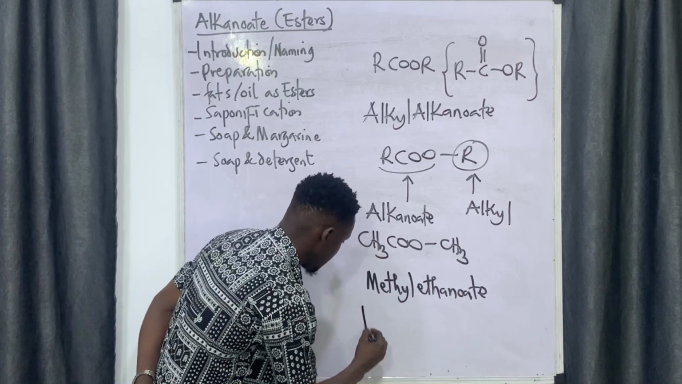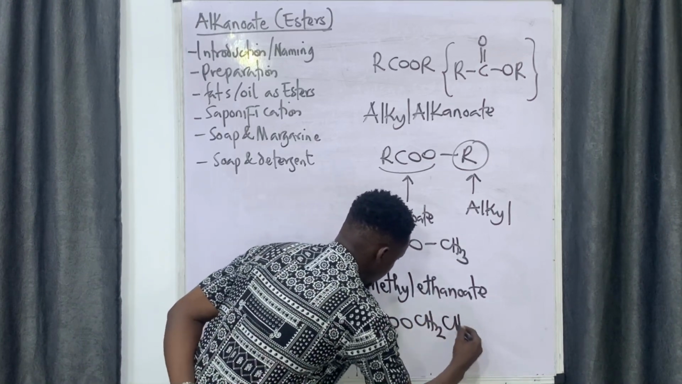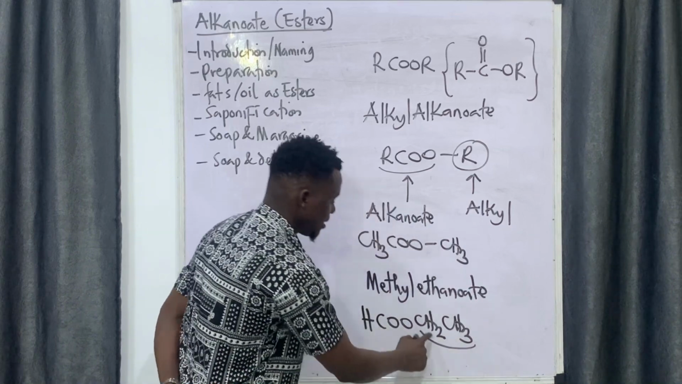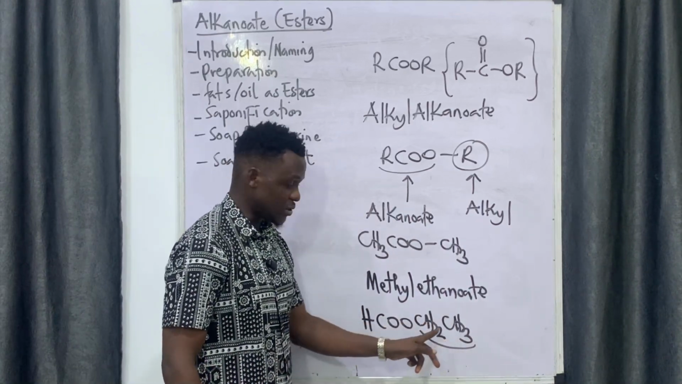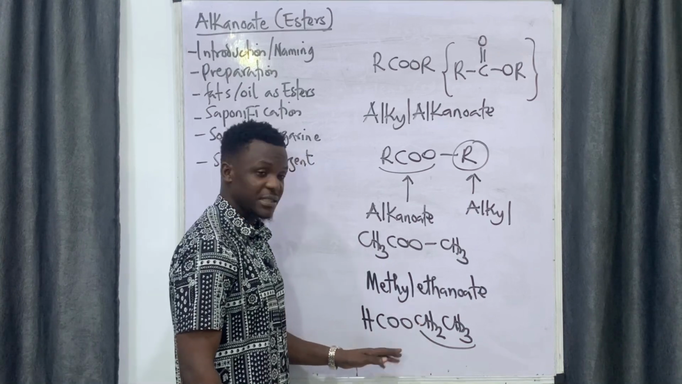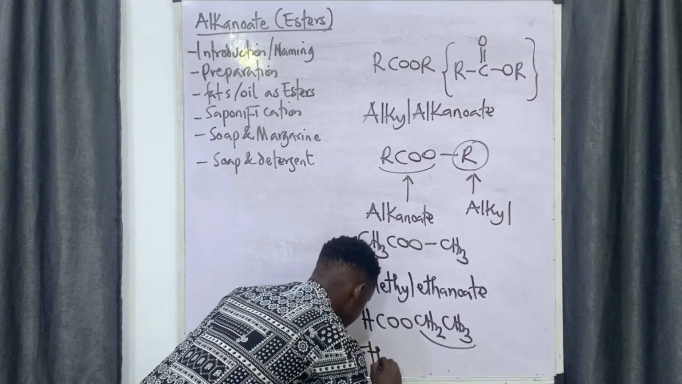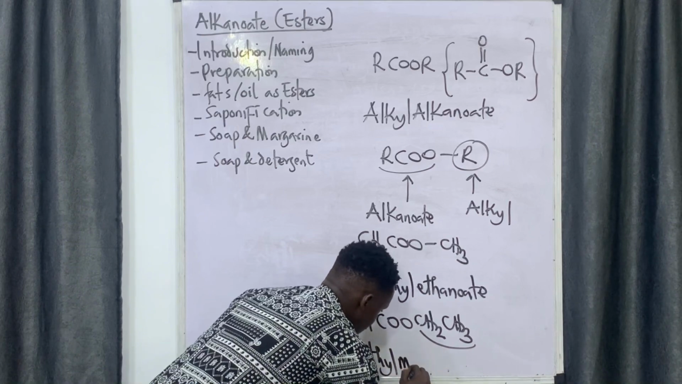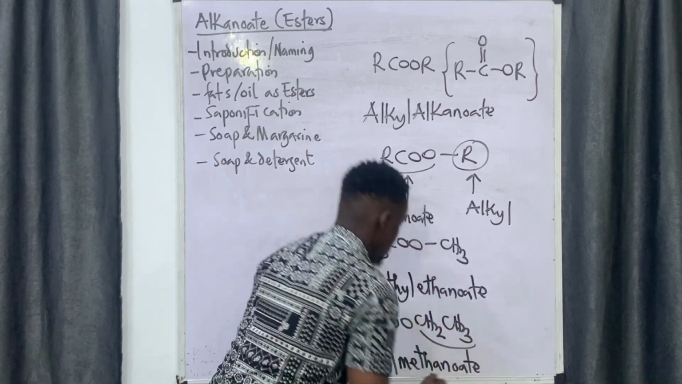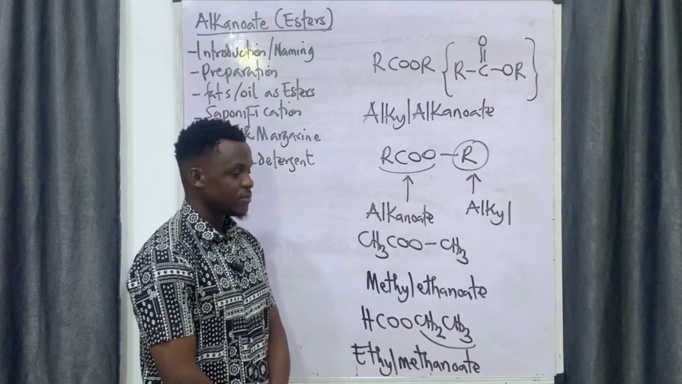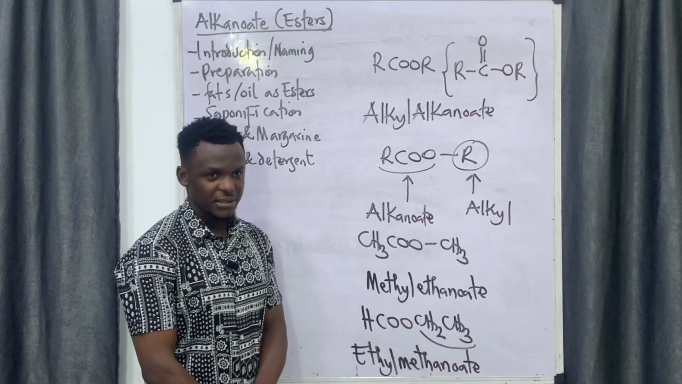What if I have something like this? I have H. Now this is ethyl, because this part, the right hand side, is the ethyl, it contains 2 carbon, and the left hand side is the alkanoate, it contains 1 carbon. So this part would be ethyl methanoate. Alright? So this is how we name esters.